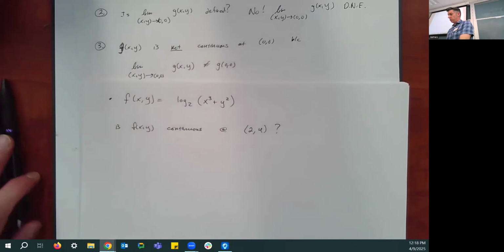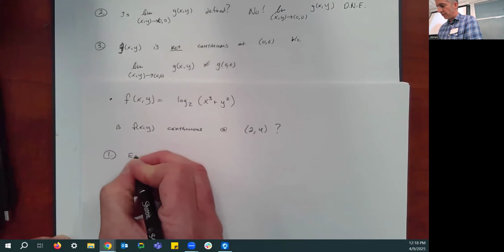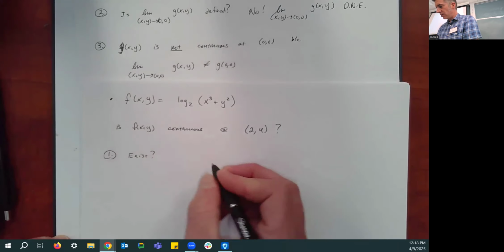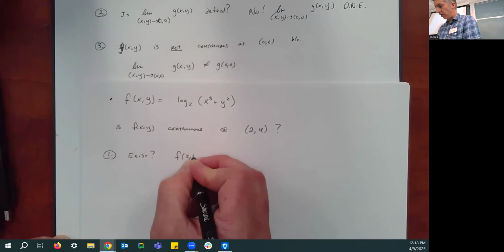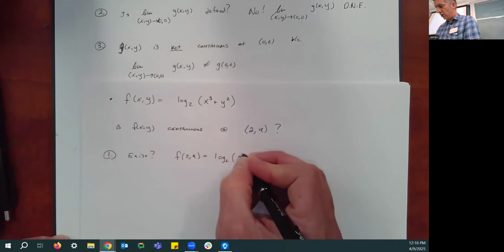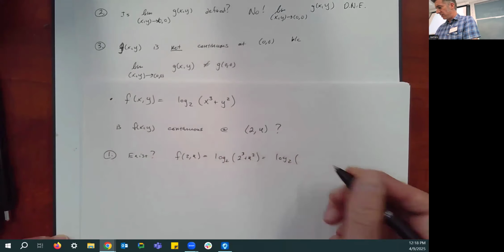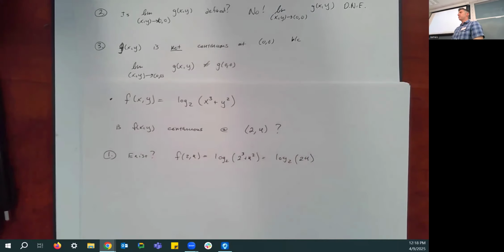So we're going to do three things. They're going to feel not that challenging. So thing one, does it exist there? So what is f of 2 comma 4? Well, we can plug in the 2 and the 4 and get log base 2 of 2 cubed plus 4 squared, which is log base 2 of 8 plus 16, which is 24. And unfortunately, there's not really anything else we can do with that. That's fine. It's a little number, right?